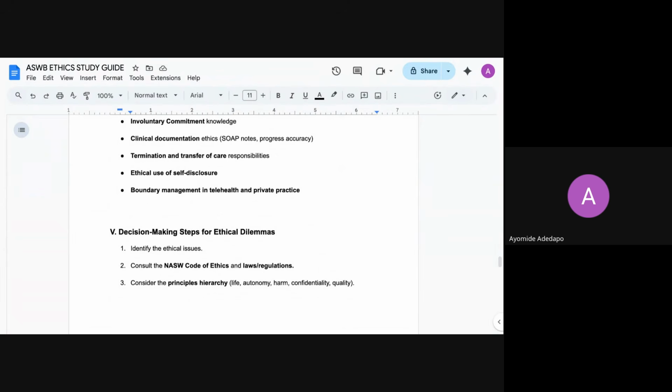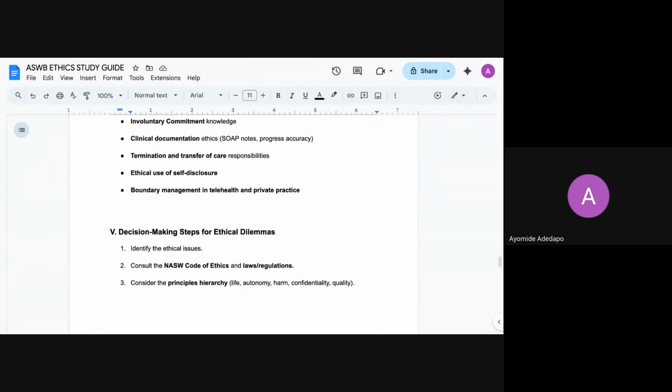So when it comes to answering the questions, you want to identify what the ethical issue is, and then look at and understand the code of ethics, law, and regulations, and consider the hierarchy. We want to keep people alive. We want people to have autonomy over their care. We want to reduce harm as much as we can. We want to maintain confidentiality as much as we can, and we also want to help people have a good quality of life. So safety is always going to come first, like I say in all my other videos. If someone's trying to exit life, we may have to break confidentiality.